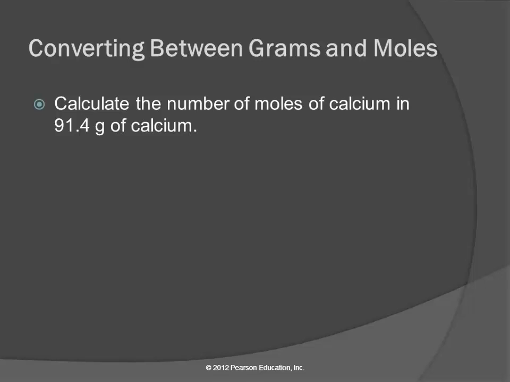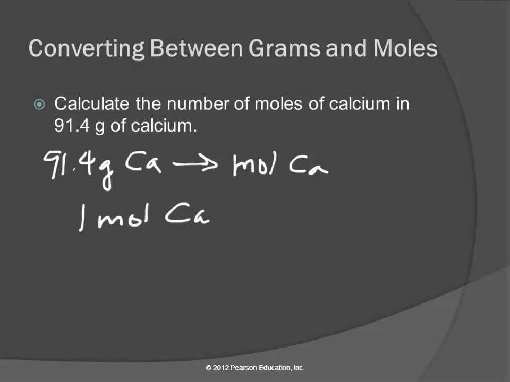So we're given a mass of calcium, 91.4 grams of calcium. And we're asked to convert to moles of calcium. We can go directly from grams to moles using molar mass. So what is the mass of 1 mole of calcium? We have to look at the periodic table. We look at the periodic table and we see that 1 mole of calcium equals 40.08 grams of calcium. So we have our path of grams of calcium to moles of calcium. We have our relationship there, and so now we can go ahead and do the equation.